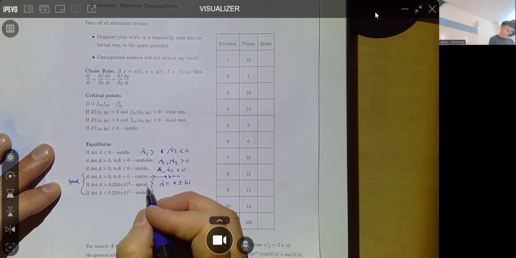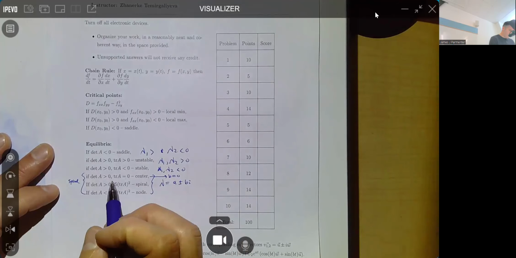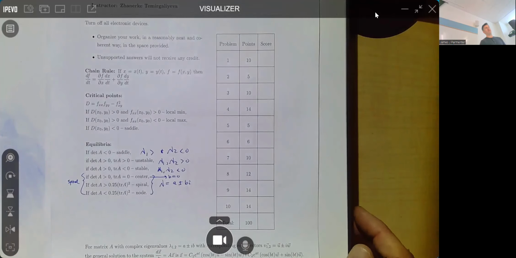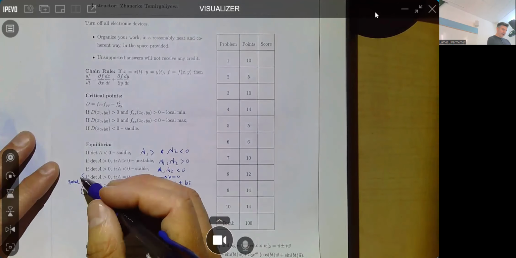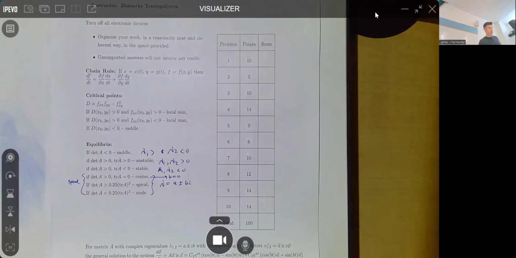Oh no, I apologize. Okay, this is fine, but it's not the way I would have written it. She's giving you more general conditions, which is not bad.